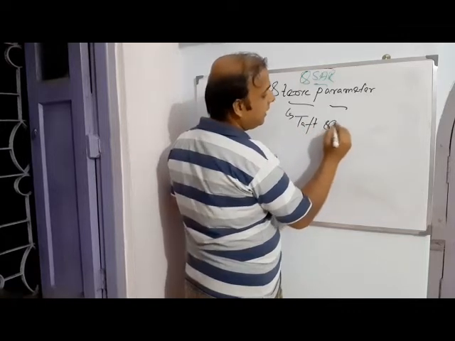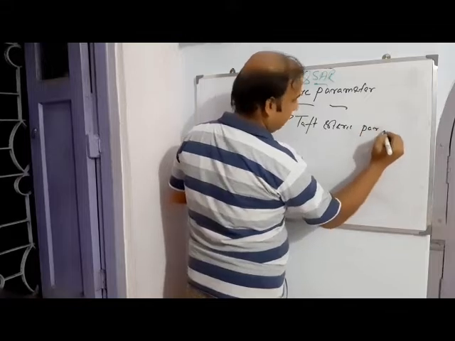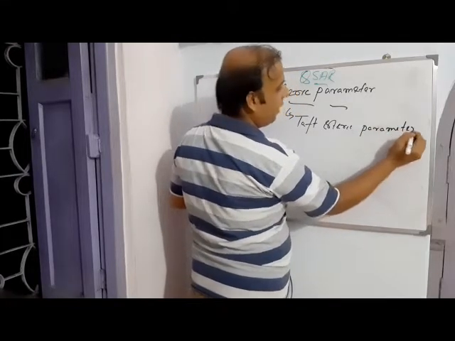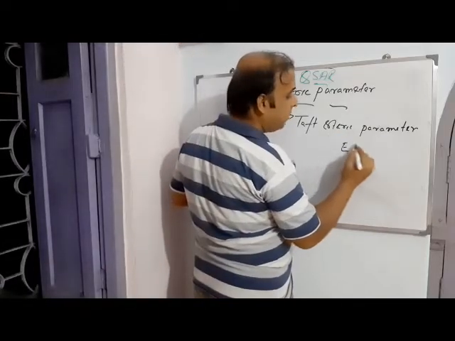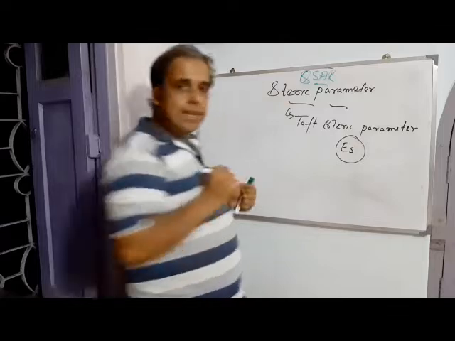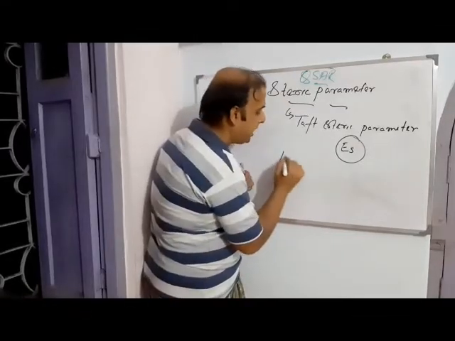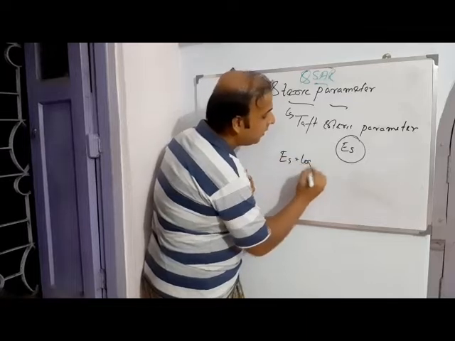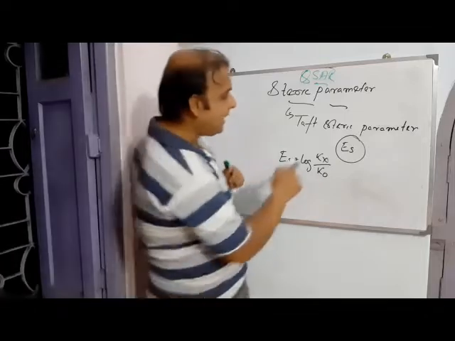Taft steric parameter or Taft steric factor, same thing, right? What is that exactly? Symbolically, the Taft steric factor or parameter is represented by Es. Okay? And the equation for this Taft steric parameter is Es equals log Kx by K naught. So what are that Kx and K naught?